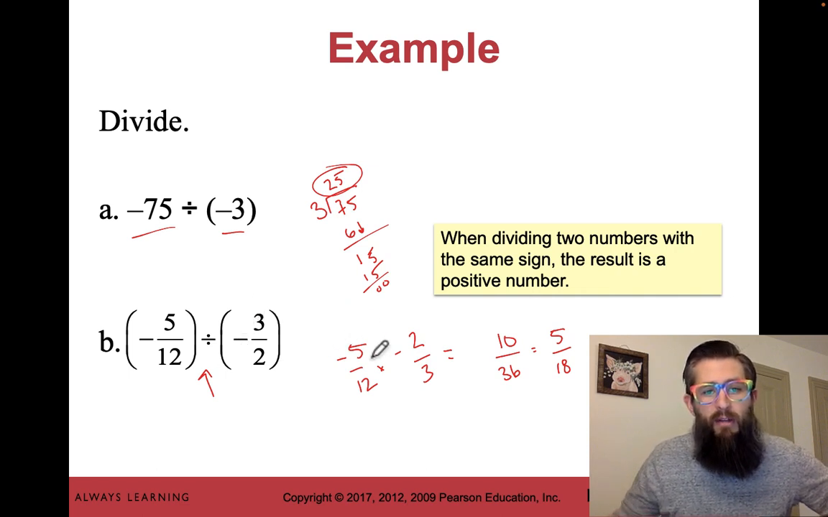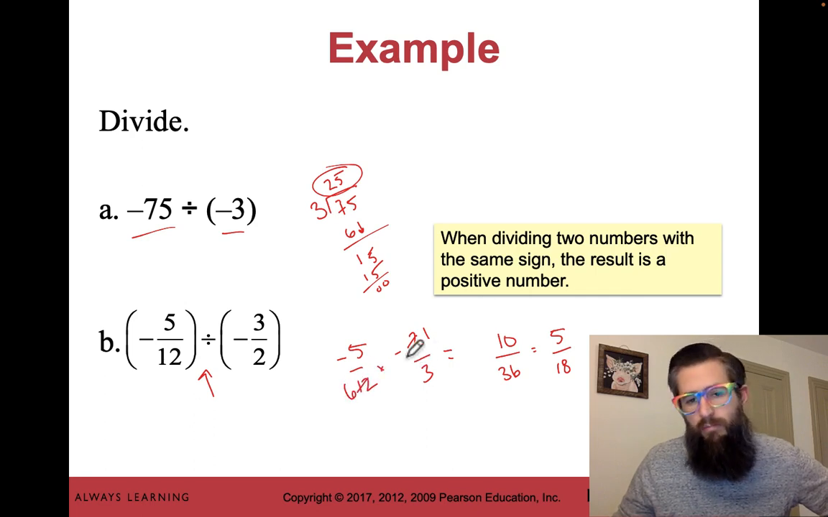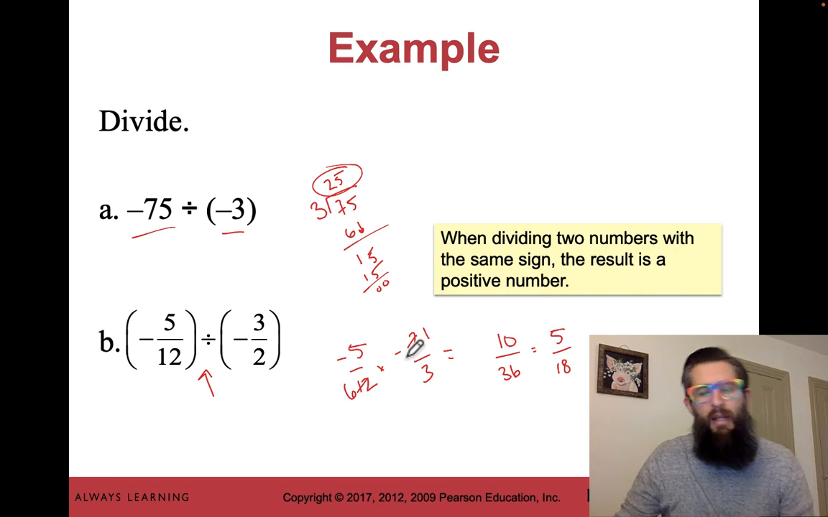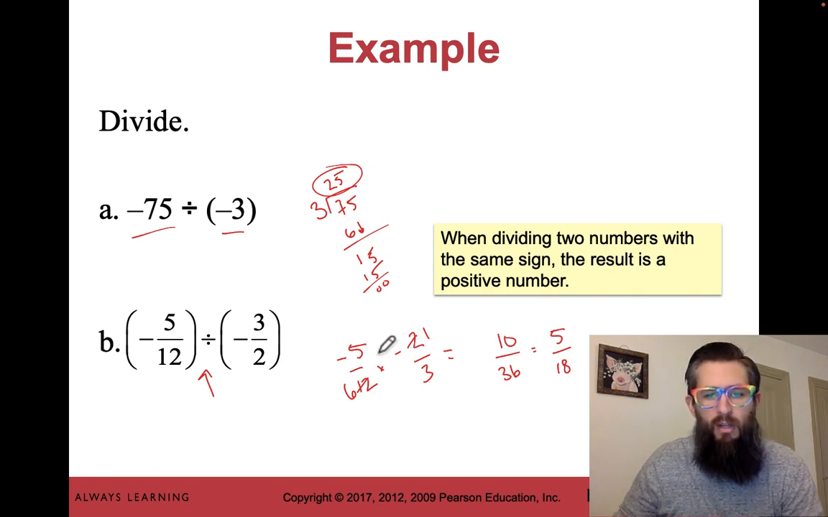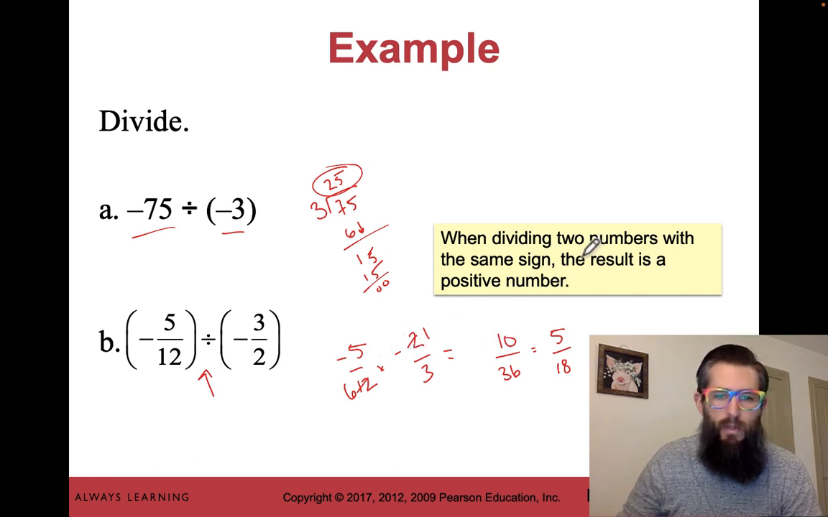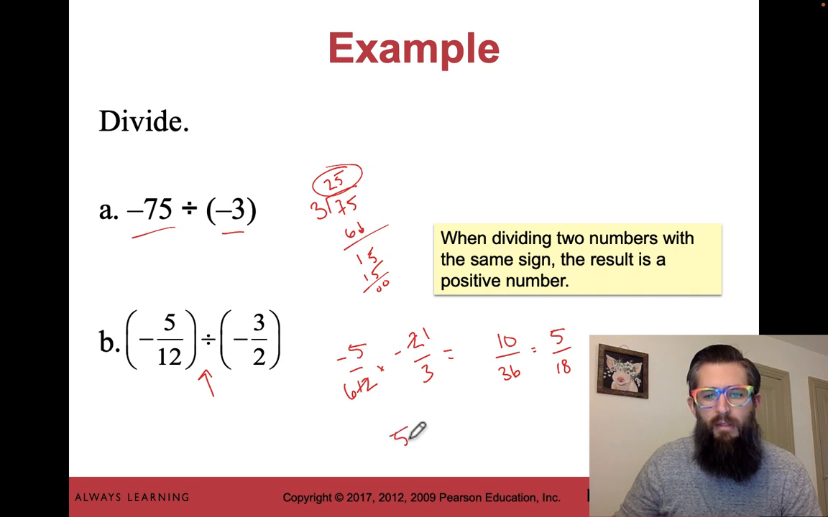Now if I wanted to factor these ahead of time, I could factor out a 2 here and make that negative 1, and factor out 2 in the denominator and make that 6. At the end of the day, it's still going to be negative 5 times negative 1, which is positive 5, and 6 times 3, which is going to be 18.